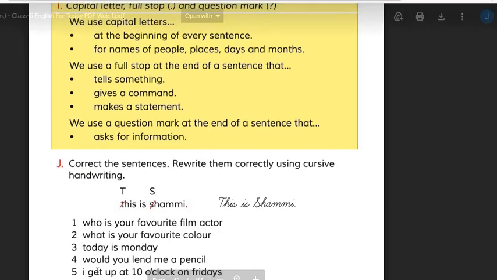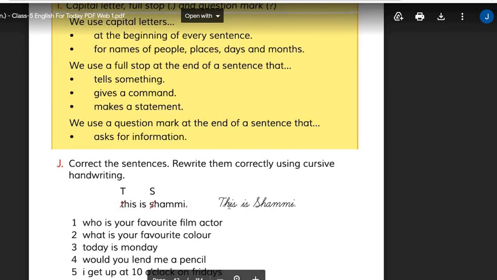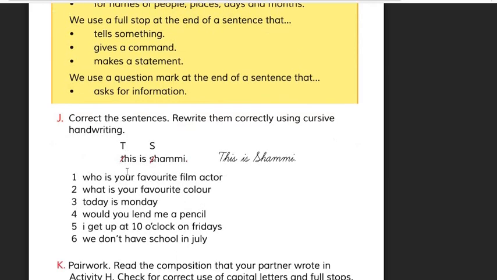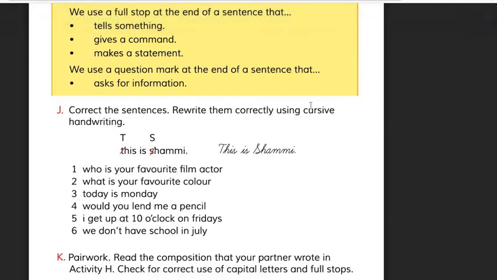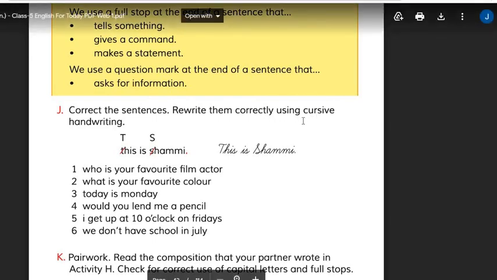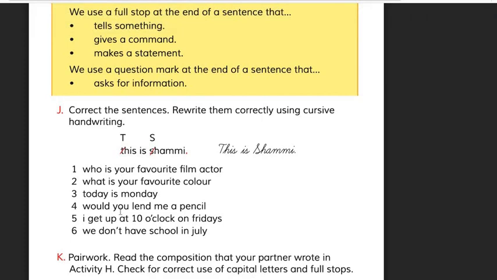Okay, now activity J. Correct the following sentences. We write them correctly using cursive handwriting. Of course we correct them by using capitals and punctuation marks, and we write it using cursive handwriting. With the cursive handwriting, we correct these 6 sentences.